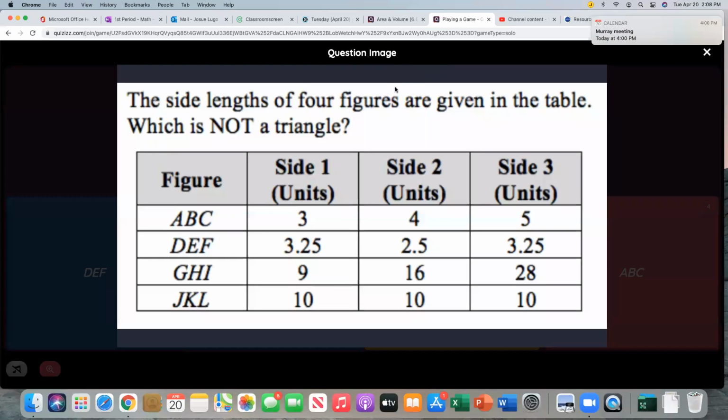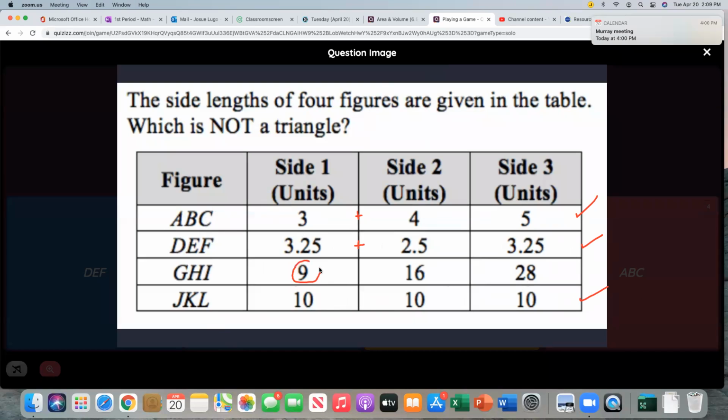Let's go back and look at the first one. Notice how 3 plus 4 is 7. 7 is more than 5. That means that I can make a triangle with ABC. Let's look at DEF. 3.25 plus 2.5, so the shorter side plus one of the other sides, is more than the longer side. So yes, you can make a triangle there. Even with JKL, the last one, notice how it's an equilateral triangle. So yes, that can be a triangle. 10 plus 10 is 20. That's more than the other side.